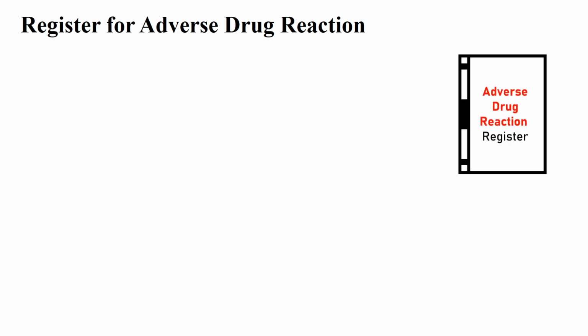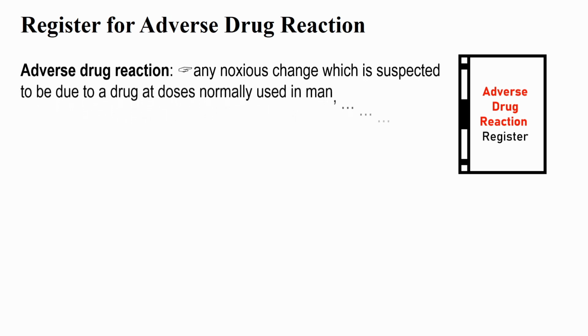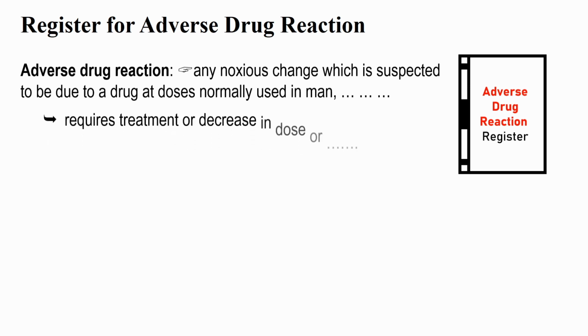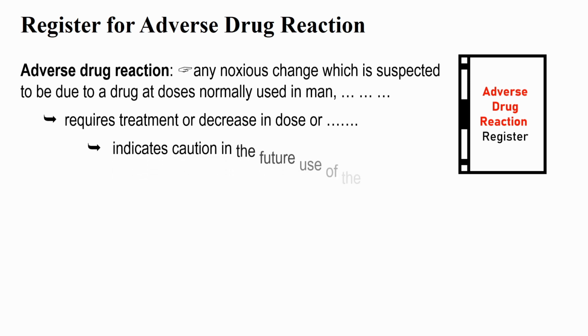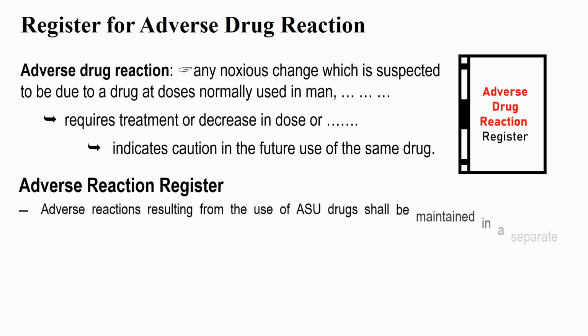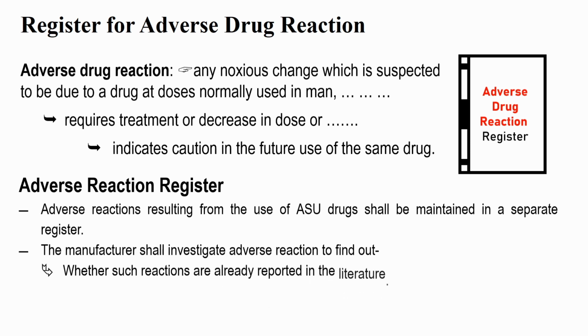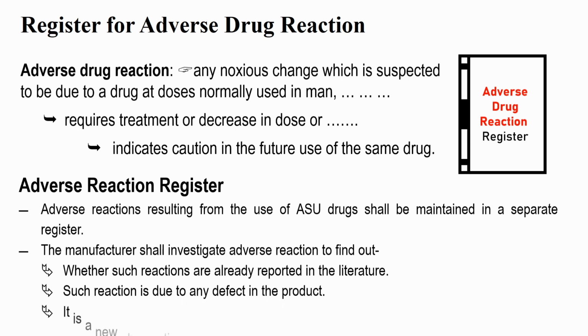Coming to the register for adverse drug reaction. Adverse drug reaction generally means any noxious change which is suspected to be due to a drug at dose normally used in man, which requires treatment or decrease in dose or indicates caution in the future use of the same drug. Now coming to the Schedule T about adverse drug reaction. It says adverse reactions resulting from the use of Ayurveda, Siddha and Unani drugs shall be maintained in a separate register. The manufacturer shall investigate the adverse reaction to find out whether such reactions are already reported in the literature or such reaction is due to any defect in the product or it is a new observation.